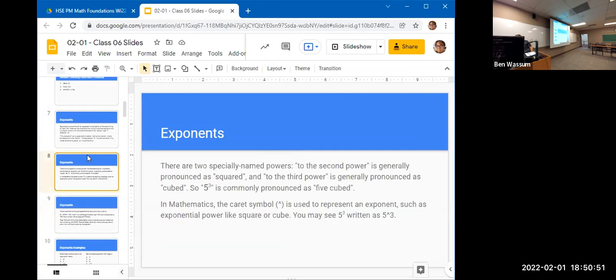Like I just said, there are 2 special named powers. To the second power is generally pronounced squared, and to the third power is cubed. So 5 to the third is pronounced 5 cubed. And sometimes in mathematics, the caret symbol, which is that little arrow pointing up, is used to represent an exponent, such as an exponential power like square or cube. You may see 5 to the third written as 5 caret 3.